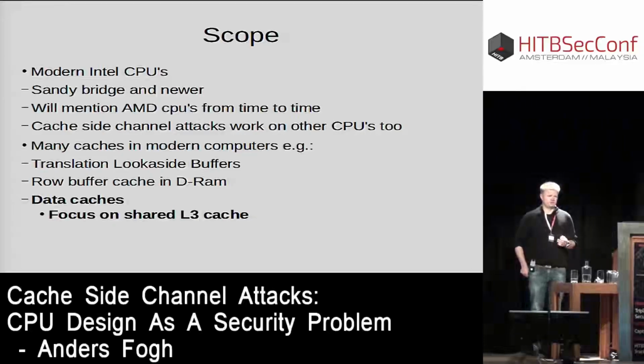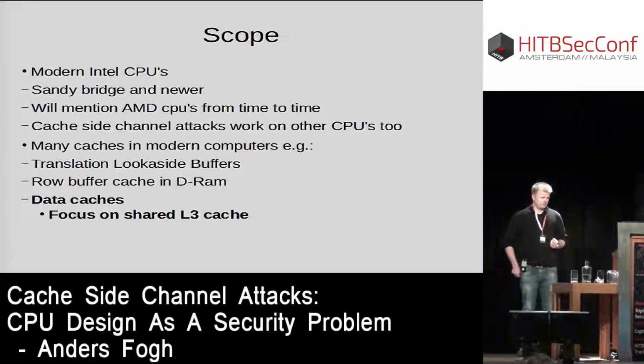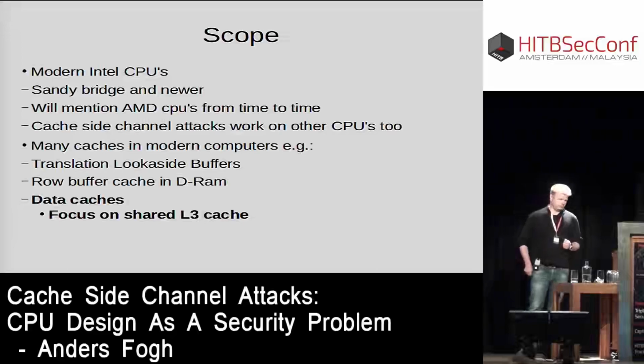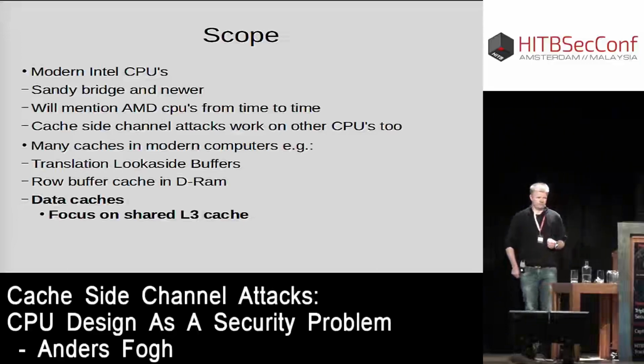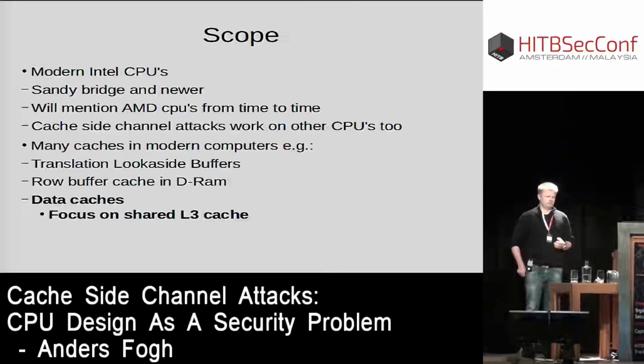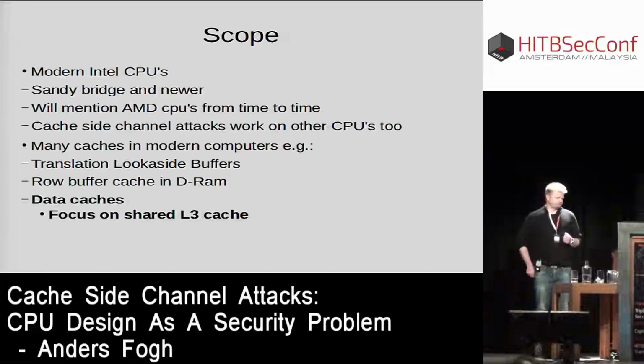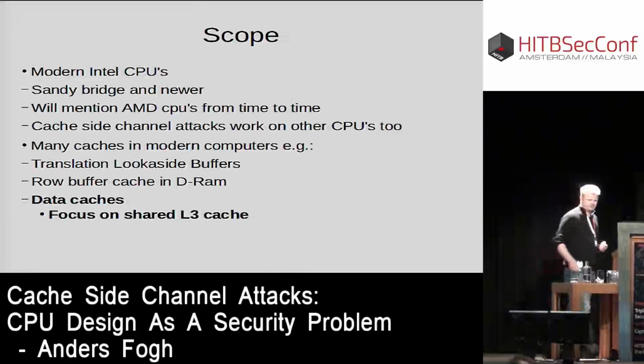There are many caches in modern computers. In the translation look-aside buffer system, there are caches. I have a paper coming out soon about abusing them for lots of funny stuff. There's a row buffer cache in the DRAM that you can use for side channel attacks, and I helped pioneer that side channel attack. What we'll be talking about today is the data caches, what everybody thinks about when they hear CPU caches. That is the cache between the CPU and the main memory. We will be focusing on the shared L3 cache, and I hope you'll understand why when we get to it.